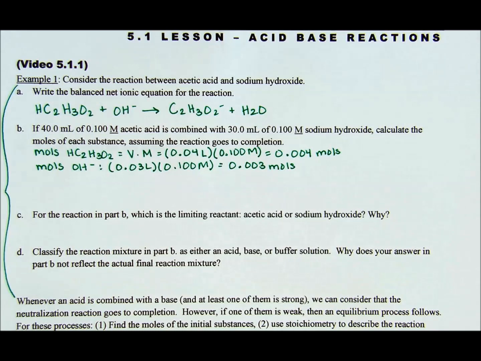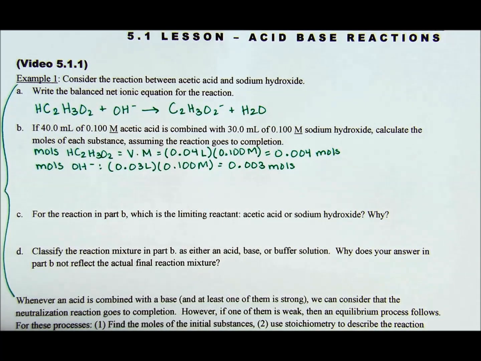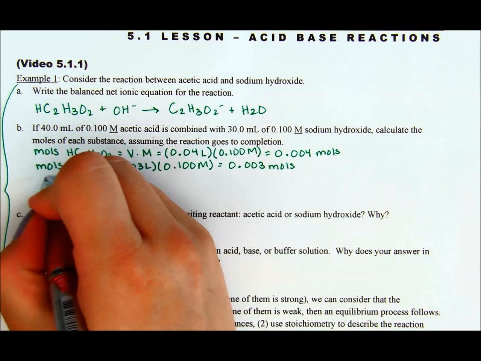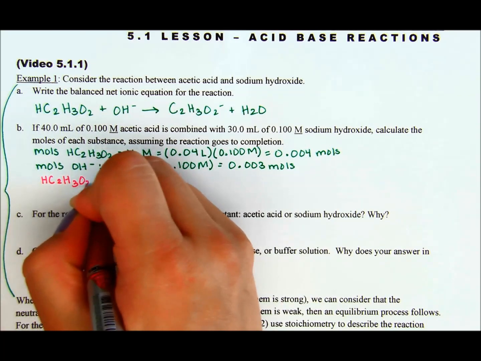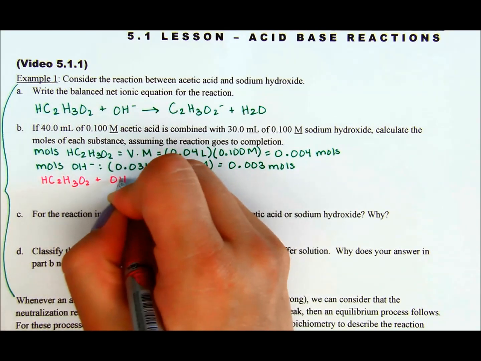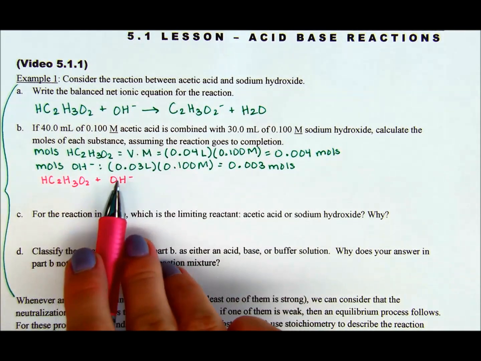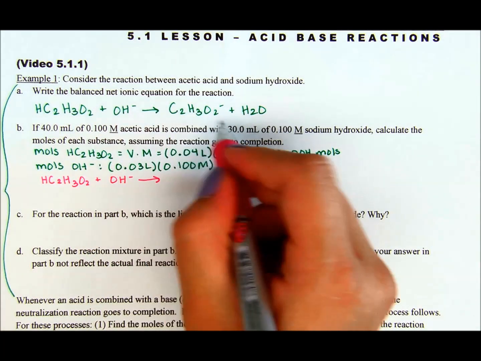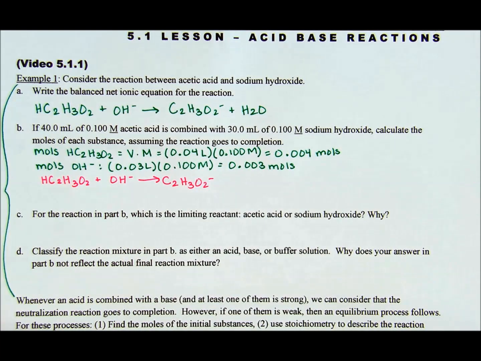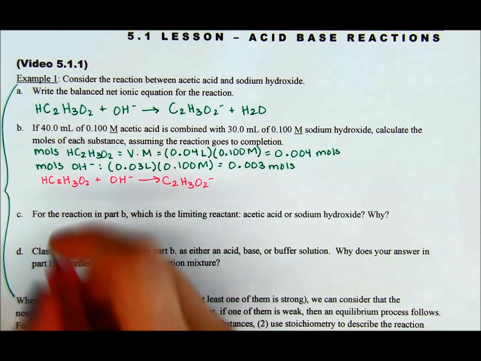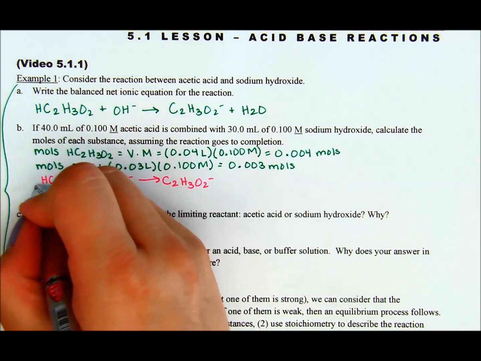moles, not molar, moles. Now I'm going to go ahead and do my ICE table, to see what happens when I combine the two of these. Writing the equation for combining these, I can do this in a different color so we can see the difference here: HC2H3O2, the vinegar, plus hydroxide, and that's going to go to our acetate, C2H3O2 minus. I'm going to leave the water out, because that's a liquid. So the ICE table.